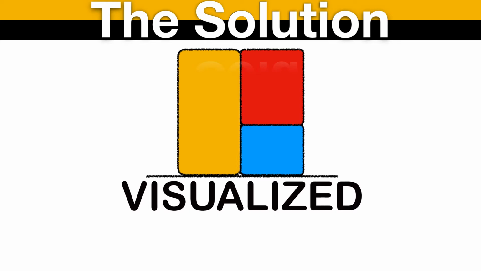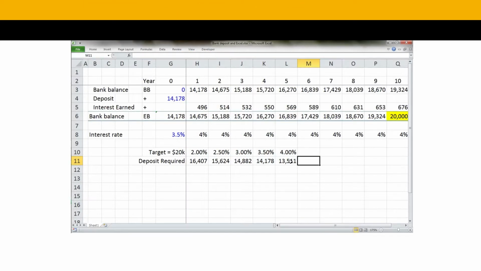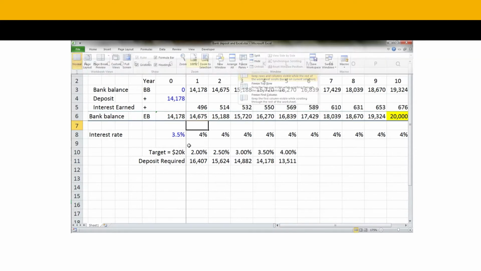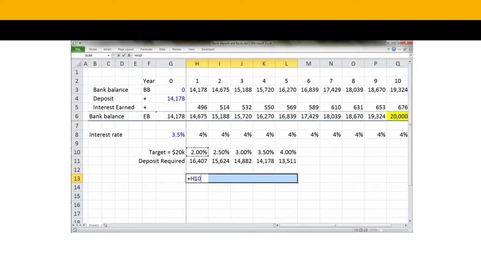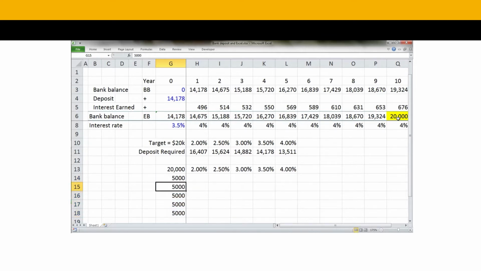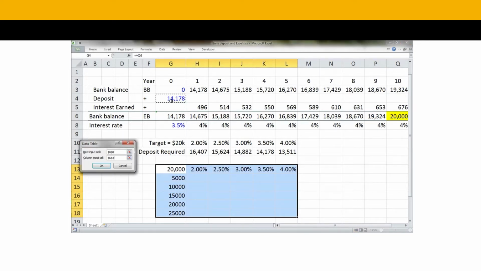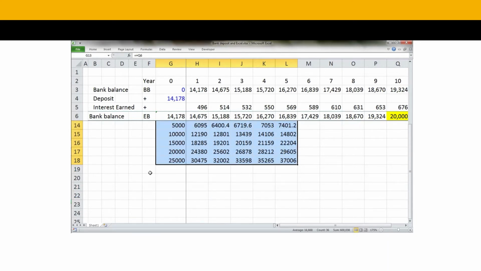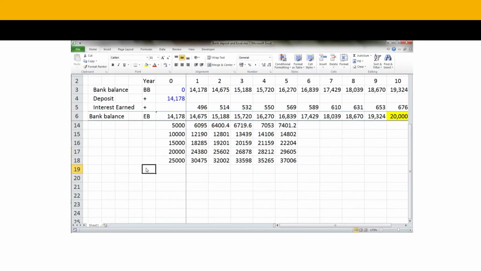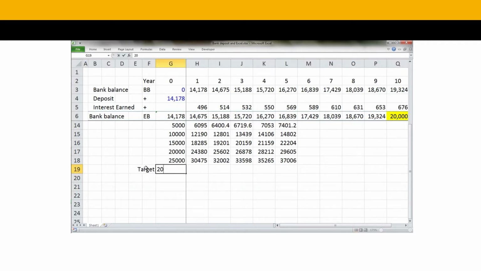3. The solution. Without further ado, this is the solution to the same problem. First, you create a data table with interest rate as the horizontal axis, and initial deposit as the vertical axis. This data table calculates the different output, in this case, the bank balance, based on different combinations of inputs. Then we use the forecast function to identify what the initial deposit has to be to achieve the target value of $20,000. If you are not familiar with the data table, then check the video in the description below that explains the data table in depth.